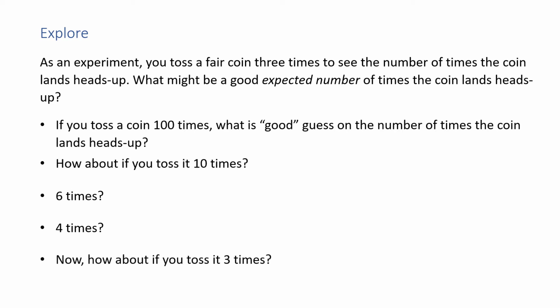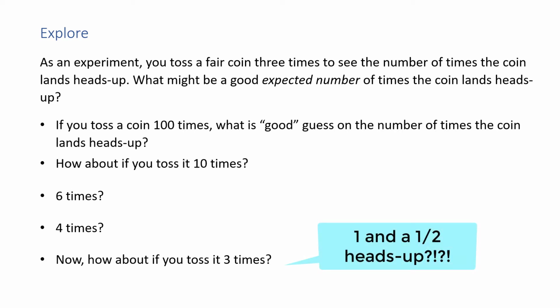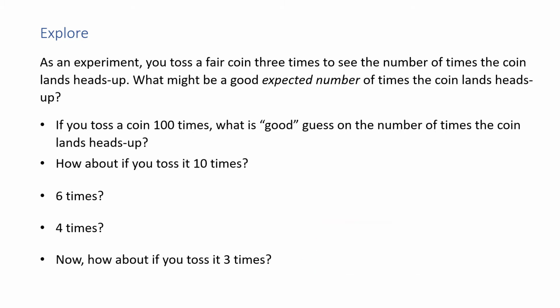Now, how about if you toss it 3 times? For the toss of a coin 3 times, knowing that the probability of heads up is a half, we really want to say half the number of tosses, or 1.5 times we get heads up. Mathematically, this is correct. It is the average or mean, even though it's not in the real world possible.